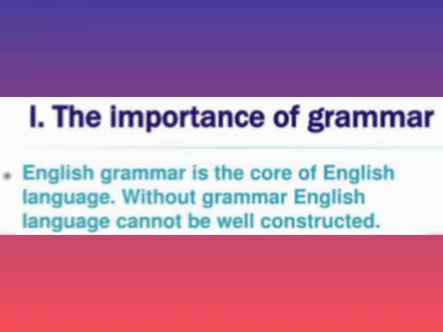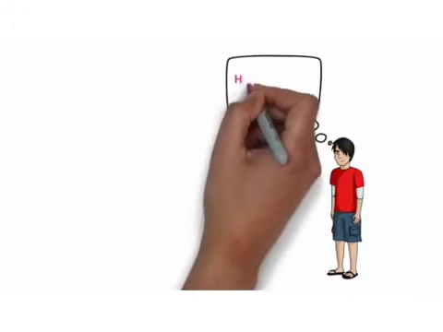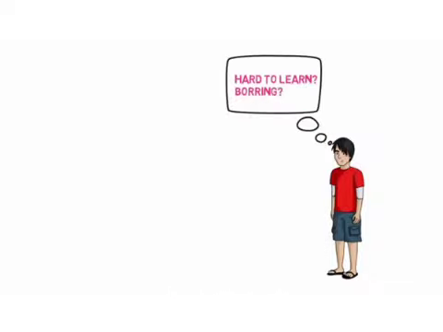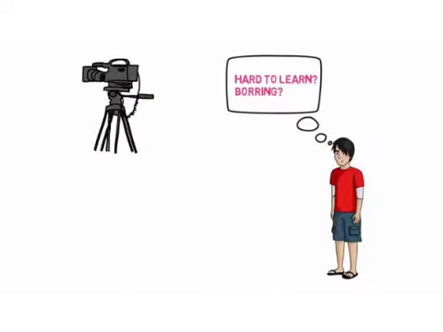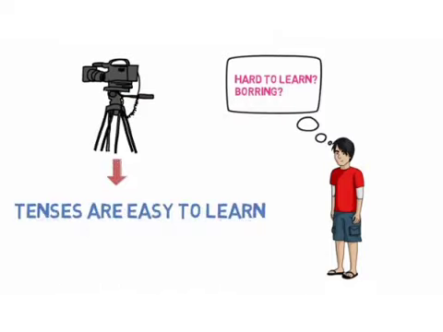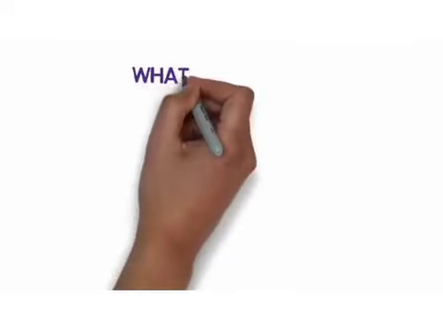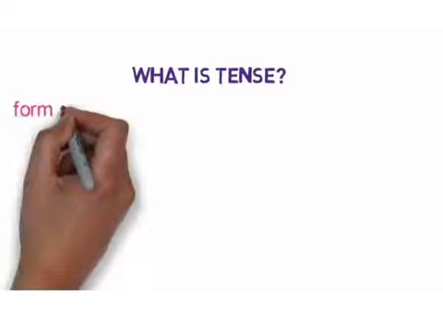Let's know the importance of grammar. English grammar is the core of the English language. You cannot construct an English sentence without grammar. Now it's time to learn grammar and tenses. Do you feel it is very hard to learn grammar, and do you feel it is boring? Yes, here I have a very good solution, an easy way to learn your tenses. Let's get started. Now let's learn what a tense is.